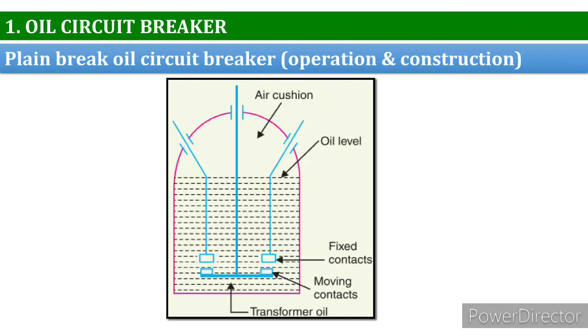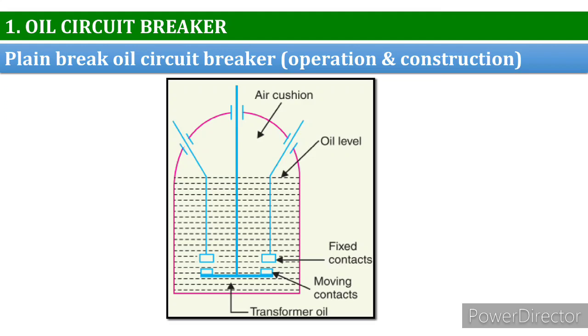The air cushion provides sufficient room for the reception of arc gases without the generation of unsafe pressure in the dome of the circuit breaker. Because you can see from the figure, if the oil level is completely filled, then when arc extinguishing happens there can be a blast, because the gas has no escape and it will blast the whole circuit. Secondly, you can also see the moving and fixed contacts present there, and at the bottom the transformer oil is mentioned.